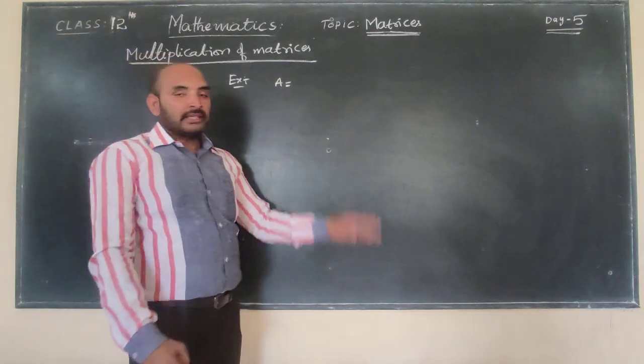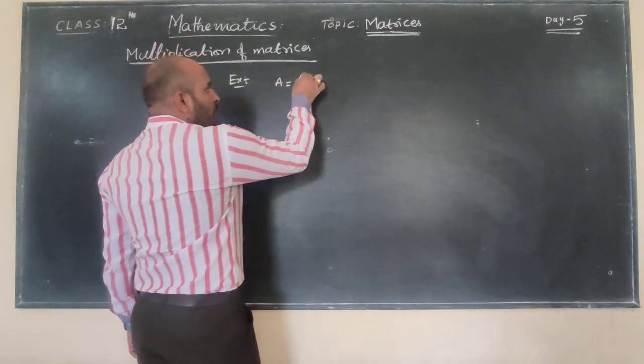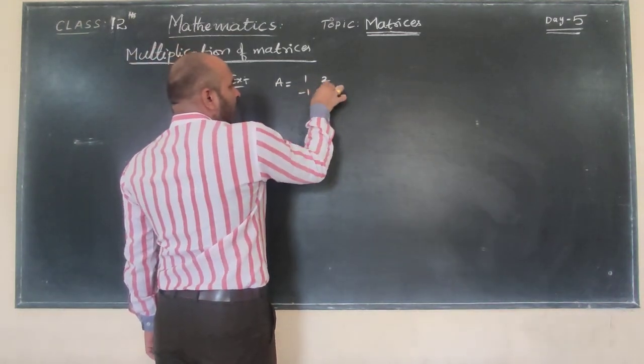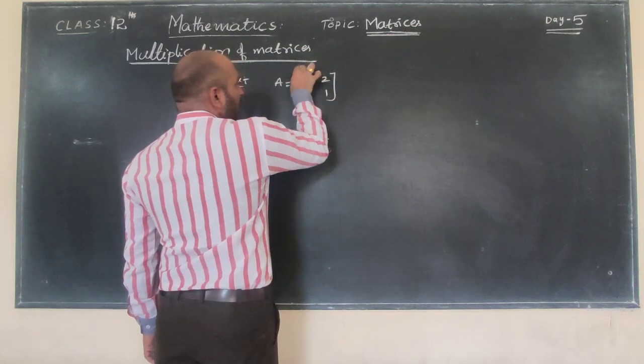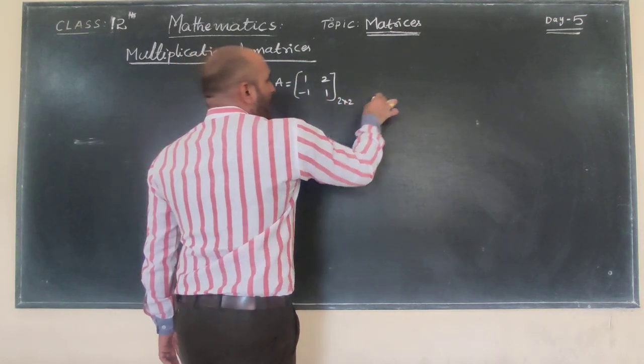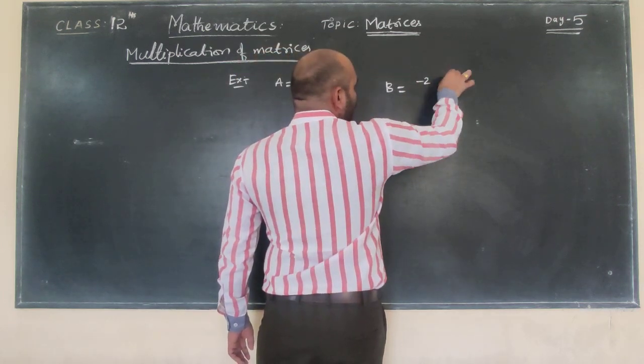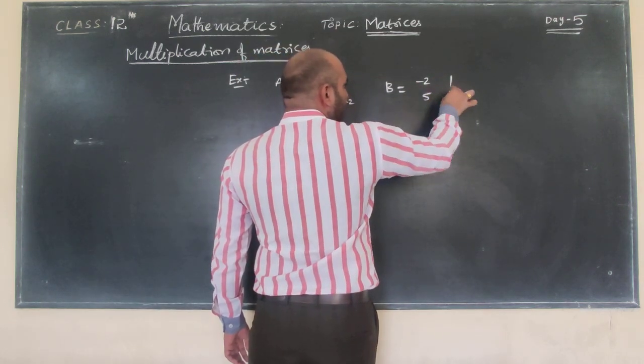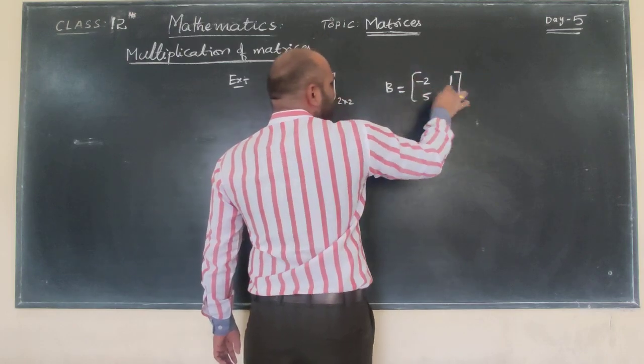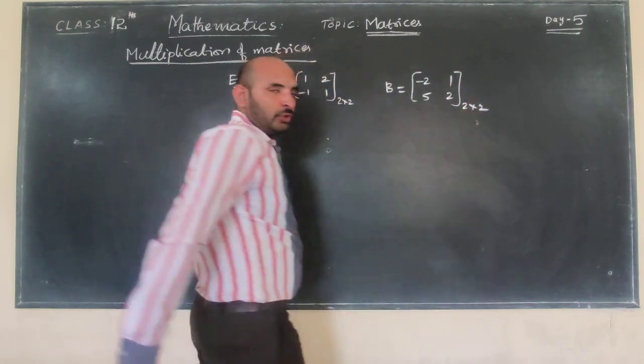Next, coming to another example. A is equal to 1, 2, minus 1, 1. This is of order 2 cross 2. And B is equal to another matrix, minus 2, 1, 5, 2. This is also of order 2 cross 2.